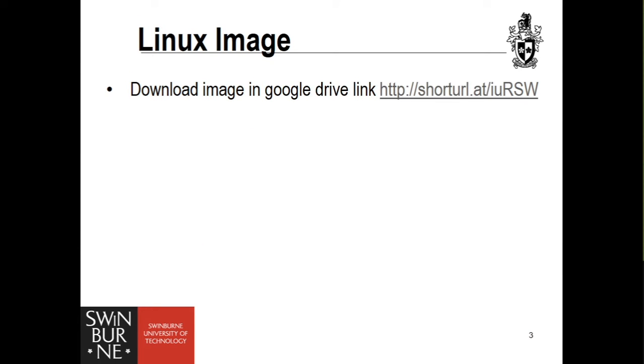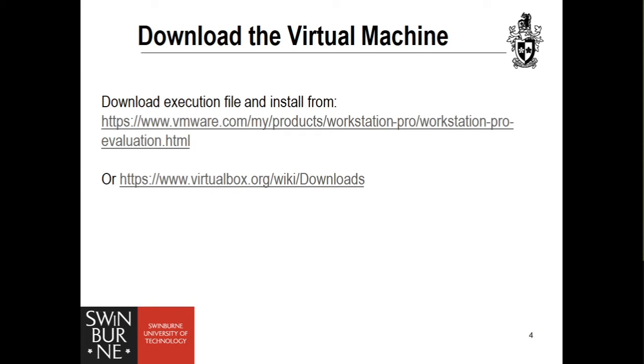Okay, Linux image. First thing, we need to download the Linux image. So this is the URL. I think you can just copy and paste the URL into the internet browser, and then it will automatically download the Linux image. After that, you may download the virtual machine.